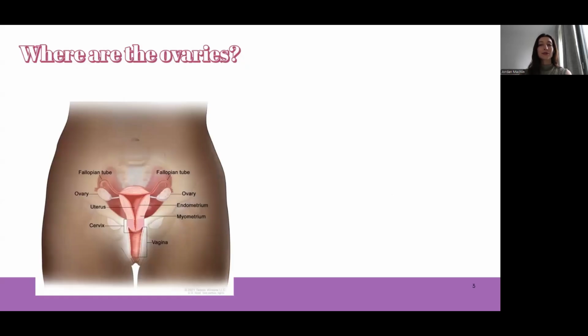First, let's orient ourselves to where the ovaries are located. Here you can see the female reproductive system located in the pelvis. The ovaries are paired organs located at the ends of the fallopian tubes.